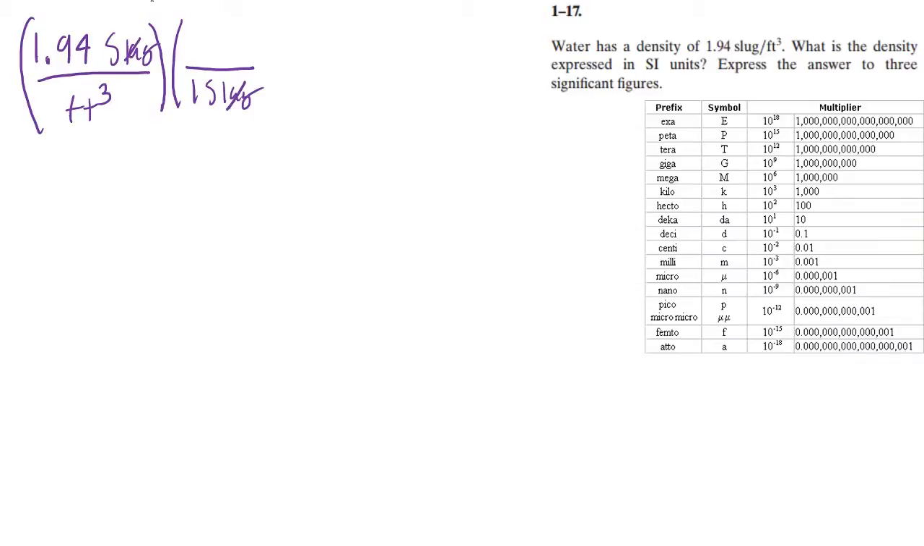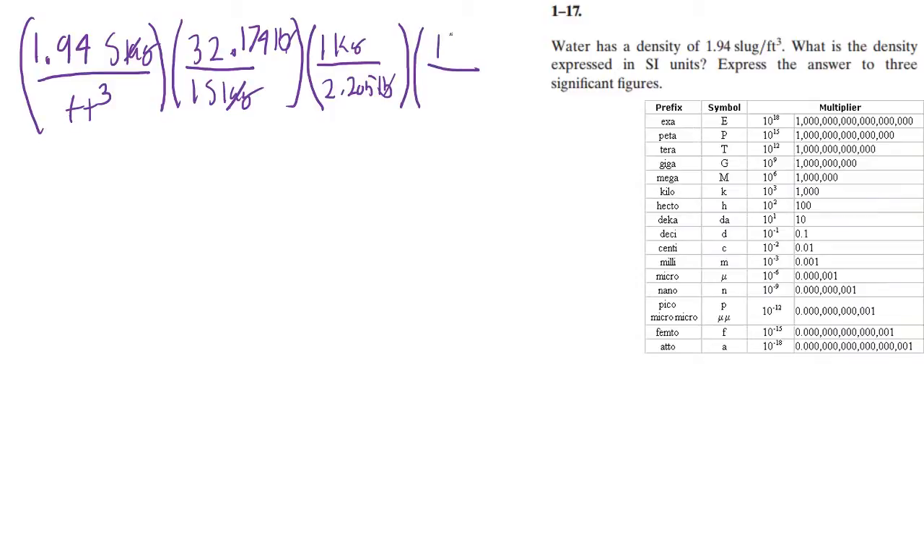Slugs cancel. Okay, excuse me, I'm getting a little bit ahead of myself. 1 slug is 32.174 pounds. So then we have pounds. And then we want to get the pounds to kilograms because that's an SI unit. So 2.205 pounds in 1 kilogram. Pounds cancel. And then moving on, we have to get rid of the feet cubed, and 1 foot. Feet are going to cancel. Hold on. There's 0.30.